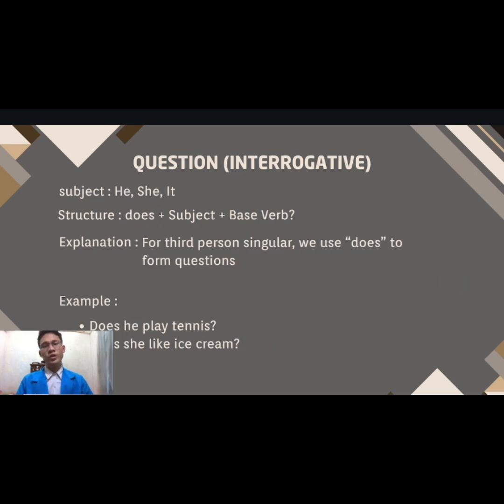For subject he, she, it, the structure is does plus subject plus base verb, question mark. The explanation is for third person singular, we use does to form questions. For example, does he play tennis? Does she like ice cream?